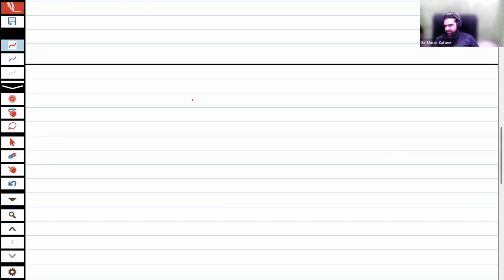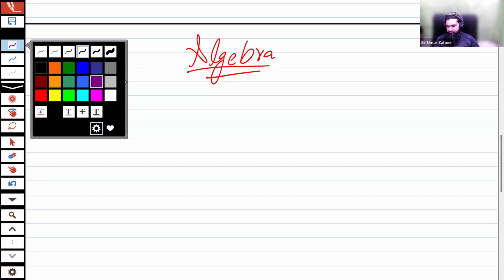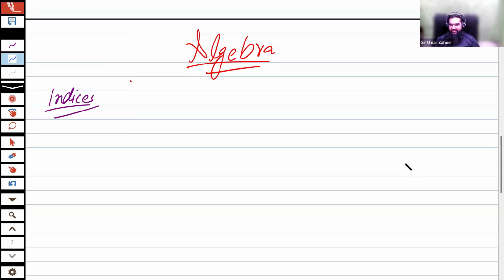Bismillahirrahmanirrahim. So we are starting our first topic, that is algebra. And in algebra, we are starting the subtopic, that is indices. The same indices, the laws of indices that you already did in the IGCSE.